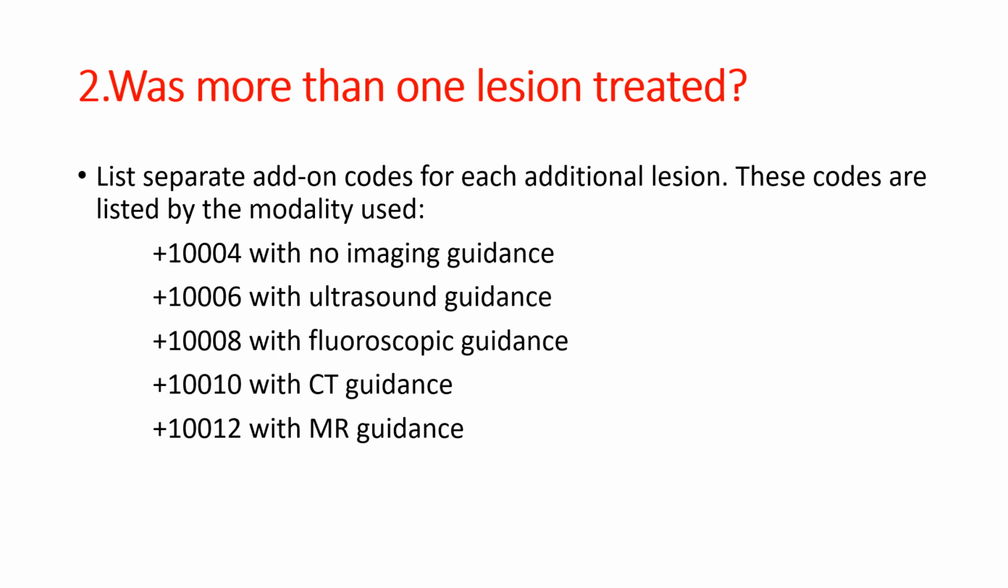Was more than one lesion treated? List separate add-on codes for each additional lesion. The codes are +10004 with no imaging guidance, +10006 with ultrasound guidance, +10008 with fluoroscopic guidance, +10010 with CT guidance, +10012 with MR guidance. So if there is an additional lesion, you should use this add-on code with the primary code.